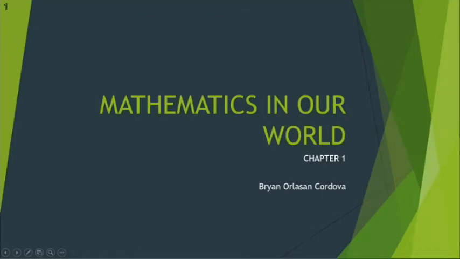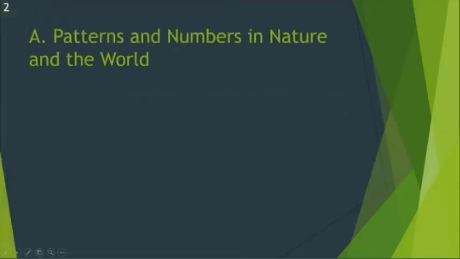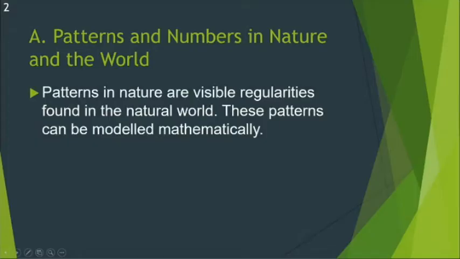So, ito ay ang Mathematics in the Modern World. Chapter 1 is about mathematics in our world. Okay? So, the first topic is the patterns and numbers in nature and the world. Okay? Patterns in nature are visible regularities found in the natural world.